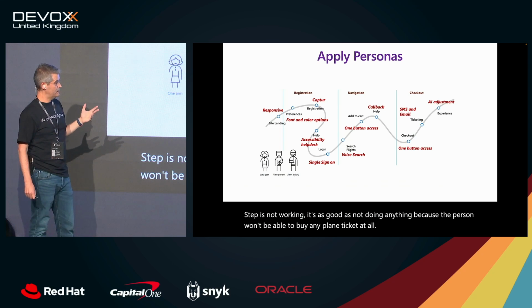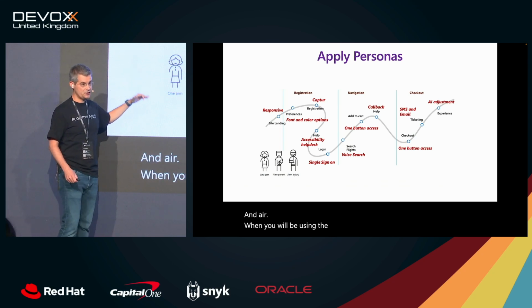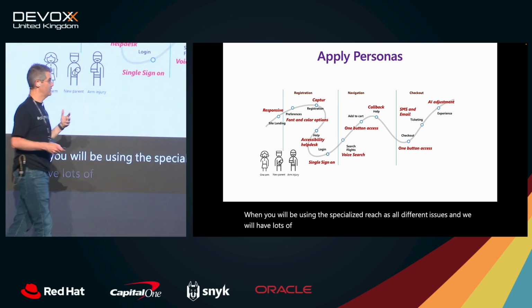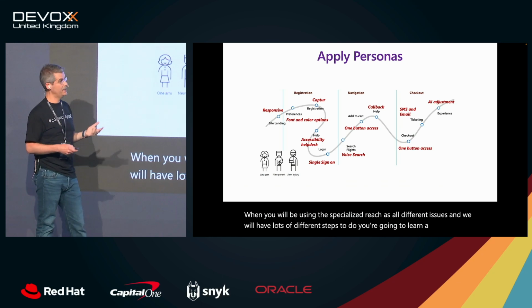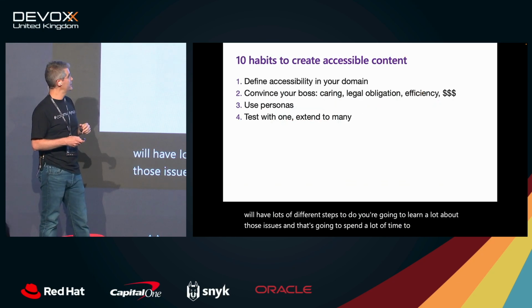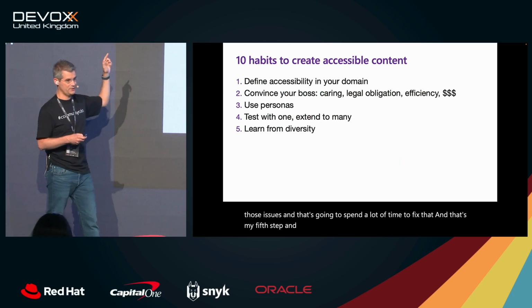And here, when you will be using those personas which have all different issues, and we will have lots of different steps to do, you're going to learn a lot about those issues, and it's going to take a lot of time to fix that. And that's my fifth habit, and this is mostly why we're at the second habit, where you needed to convince your boss.